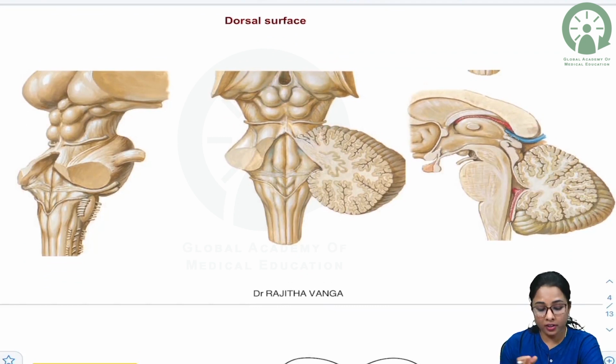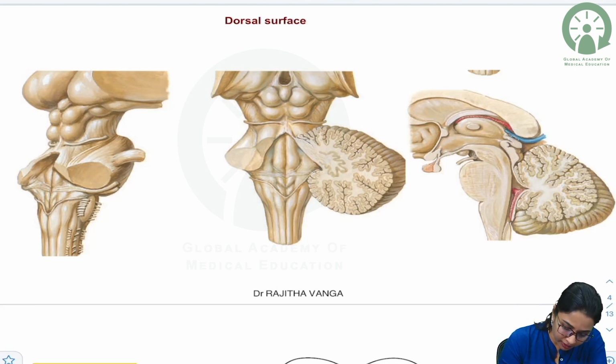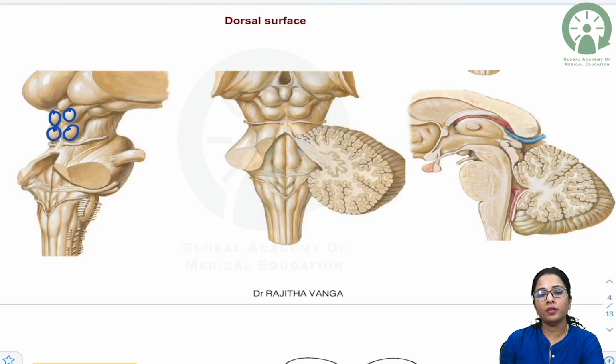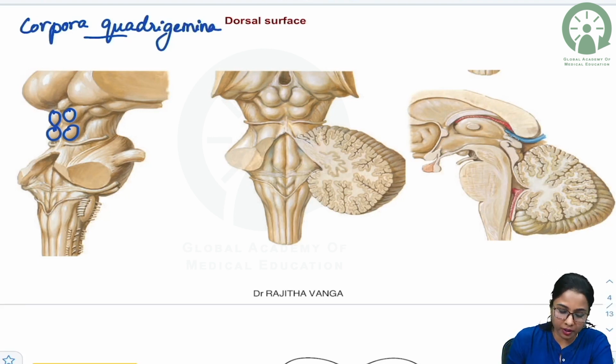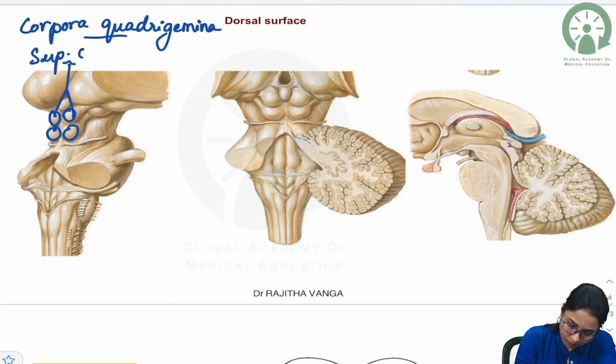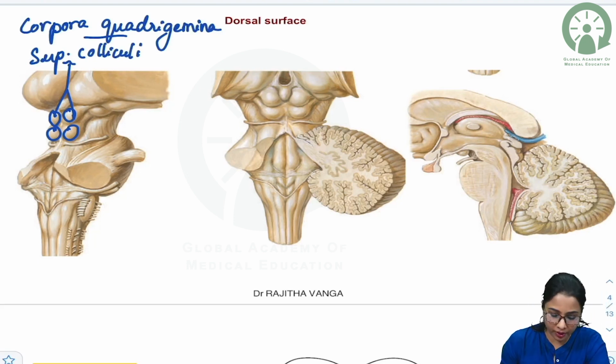Now let us understand the dorsal features of the midbrain. Dorsally, the midbrain is appreciated by these four rounded elevations, together called the corpora quadrigemina. The upper two elevations are called the superior colliculi, and the lower two elevations are called the inferior colliculi.